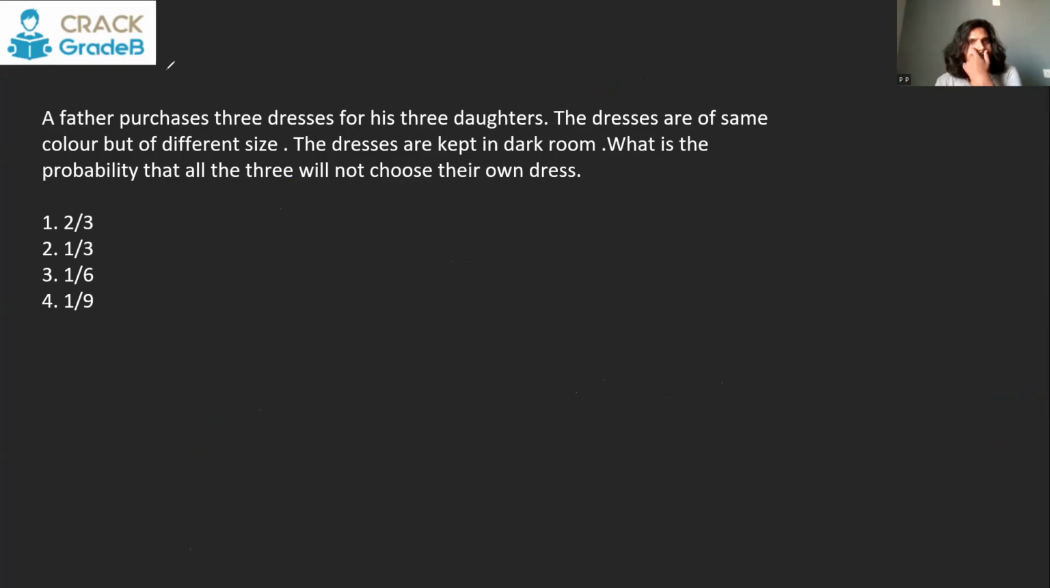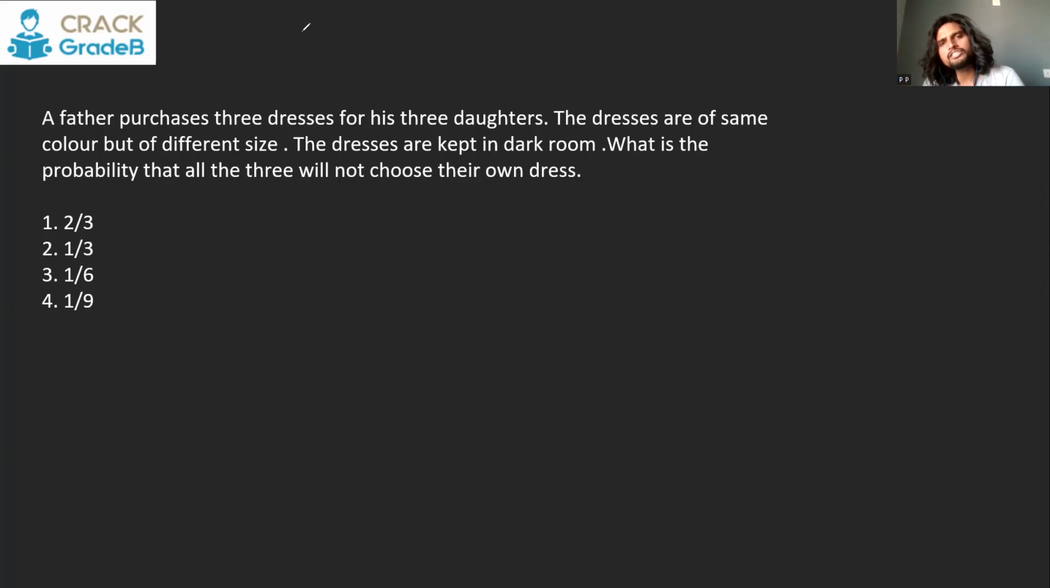A father purchases 3 dresses for his 3 daughters. The dresses are of the same color but of different sizes. The dresses are kept in a dark room. What is the probability that all 3 will not choose their own dress? So this is the type of question which you try to solve by permutations and combinations or any other method. They unnecessarily look like very tricky questions.